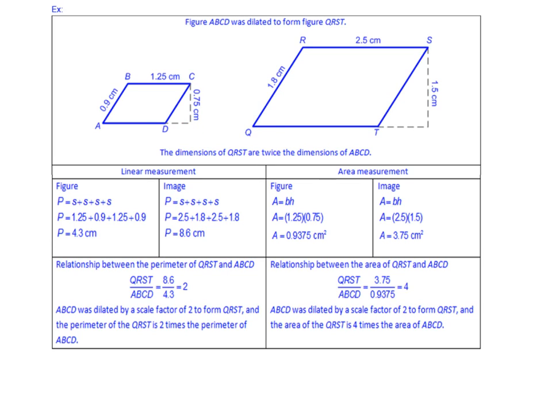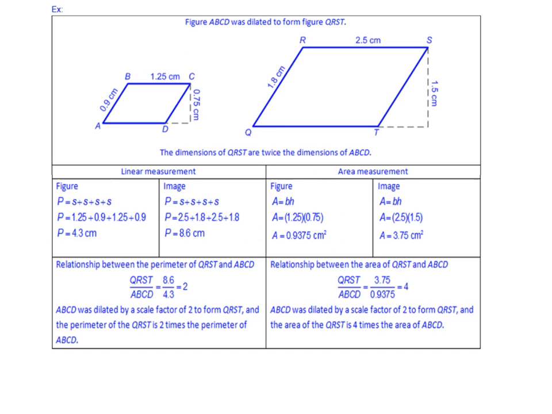Okay, so if we get the height of 0.75, now we can multiply that height times the base, which is 1.25, and we'll get 0.9375 centimeters squared. Remember, when you're dealing with area, it'll be some unit squared. Okay, now that's the pre-image.